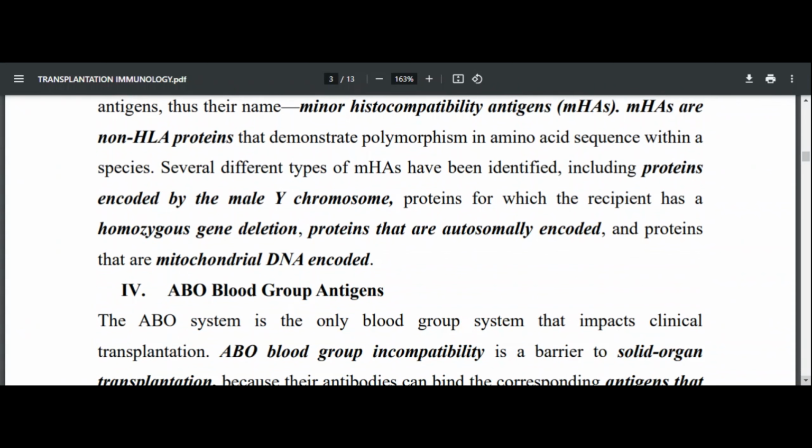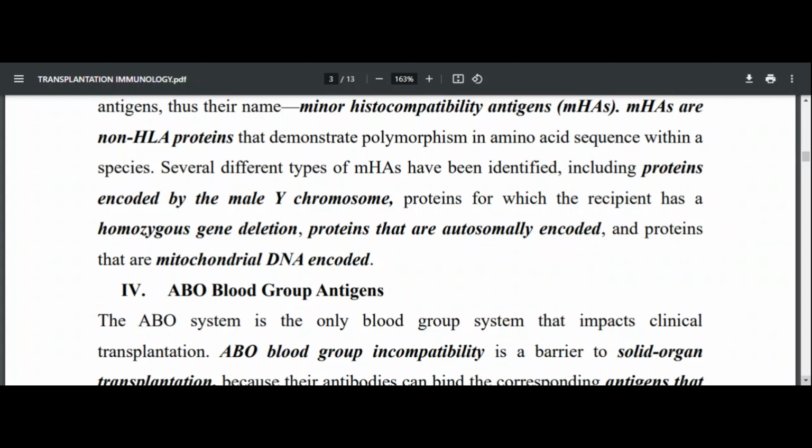These are some of the minor histocompatibility proteins that cause incompatibility, especially when the major histocompatibility antigens are identical and compatible, but we still see the reaction of rejection even after transplanting a tissue between two individuals with the same major histocompatibility antigens.